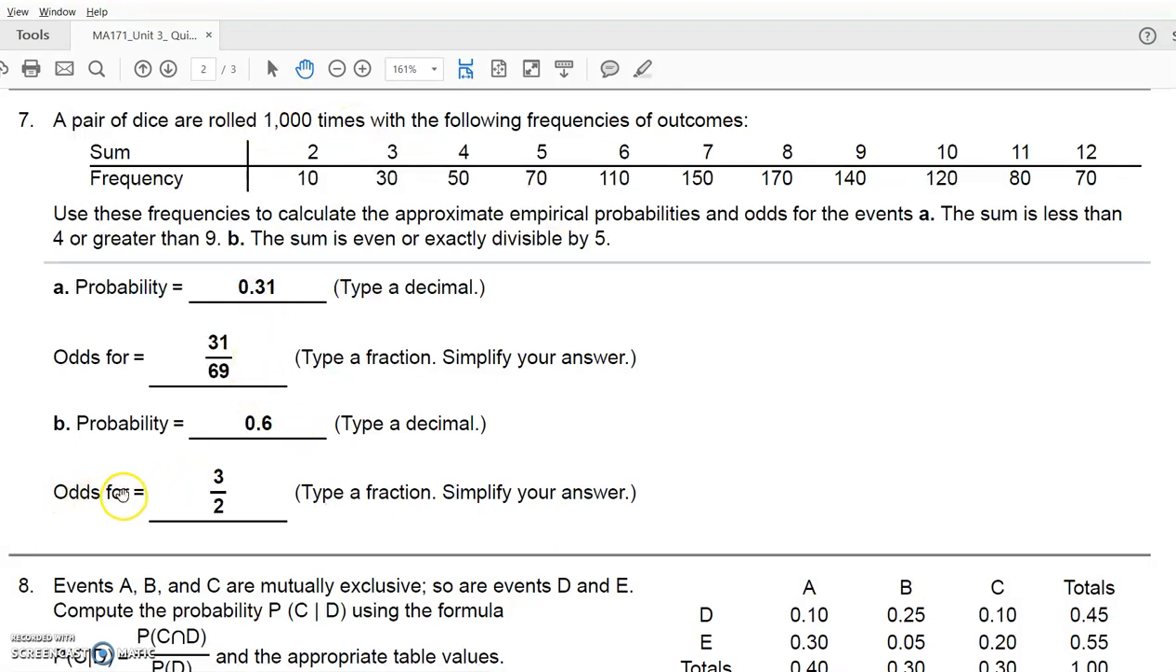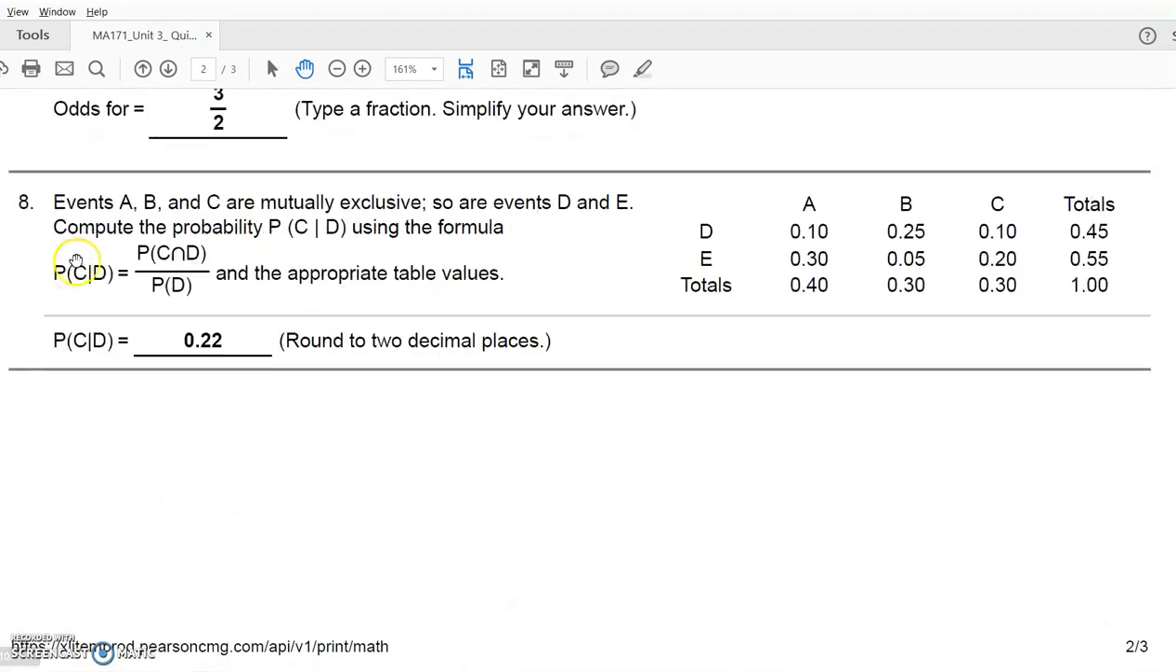So the odds for would be 6 to, there's 6 ways happening, then 4 ways not happening. So it's 6 to 4, which is simplified 3 to 2. So in number 8, the formula is given, so just follow that.